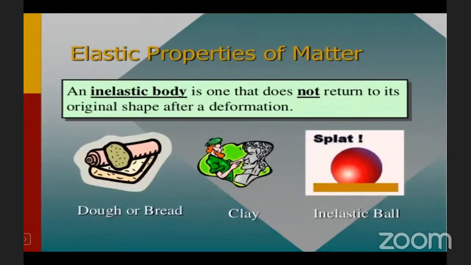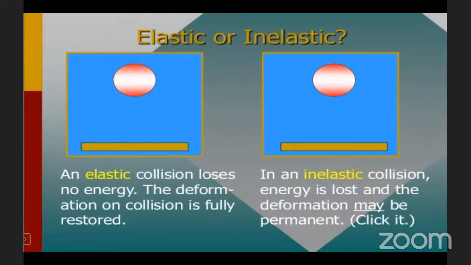Next, what is an inelastic body? An inelastic body is one that does not return to its original shape after a deformation. For example, see here, bread, clay, and an inelastic ball. These are also inelastic bodies. Now, what is elastic or inelastic?